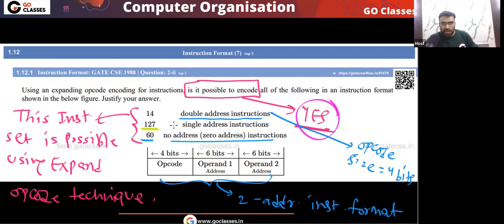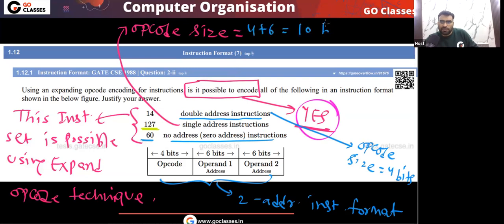For single address instruction, what will be the opcode size? You have single address instructions, so the opcode size will be 4 plus 6. That will be 10. Yes or no? That will be 10 bits.